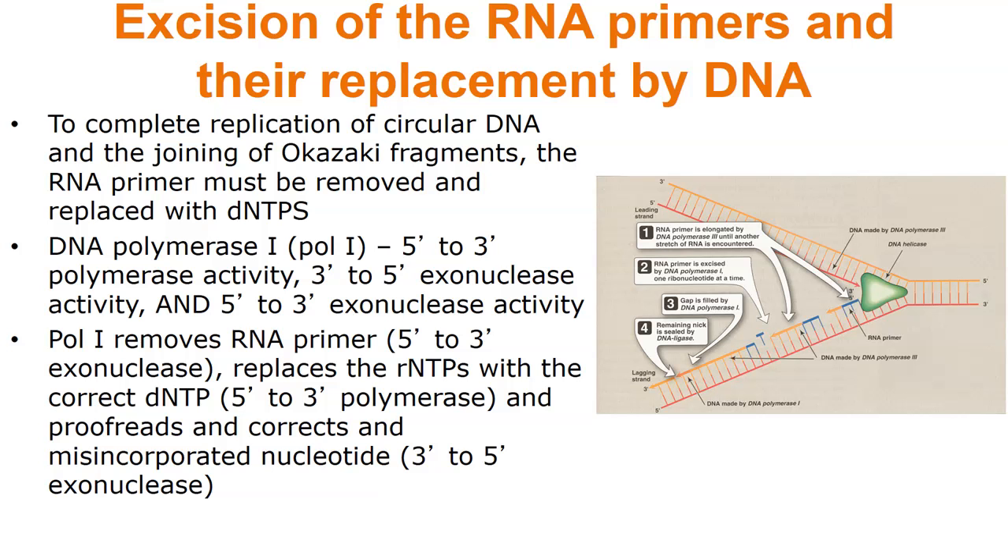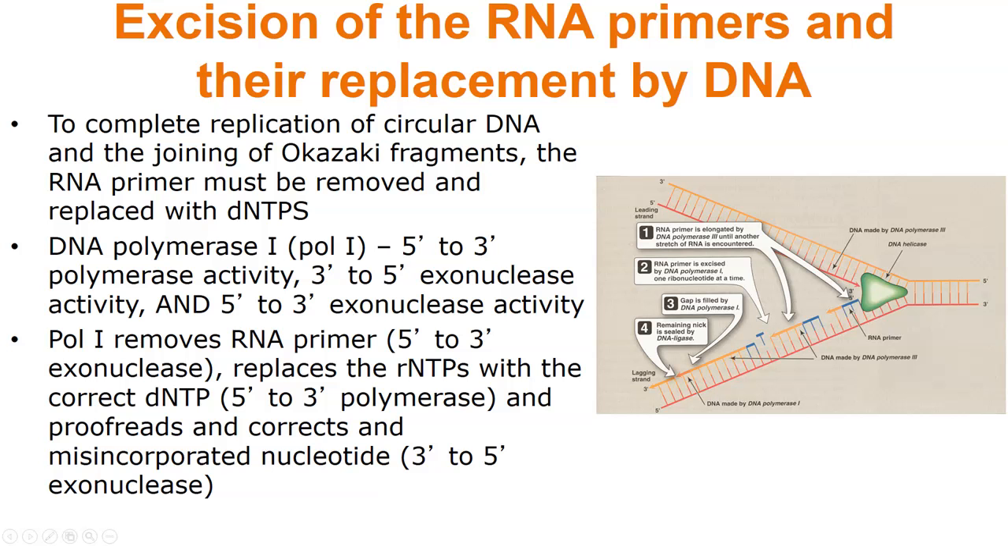As it's doing that, though, it's got an additional activity. It's got a 3' to 5' exonuclease activity. What did I just tell you that was? That's proofreading, right? So it does proofread, just like DNA polymerase III. But it's also got this additional activity, this 5' to 3' exonuclease. So this is an exonuclease when it's moving forward, and DNA polymerase III does not have that. And what that activity is for is to remove the RNA primer.